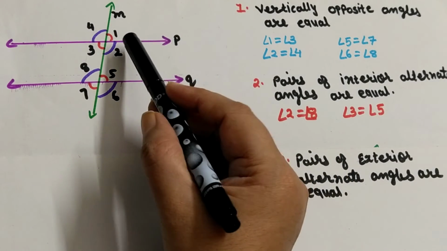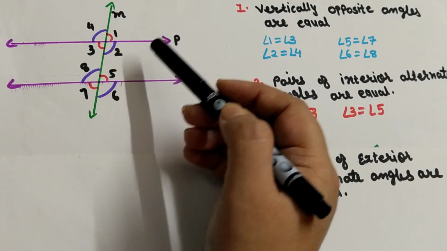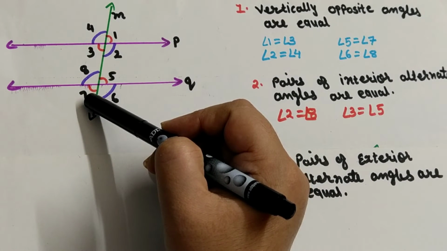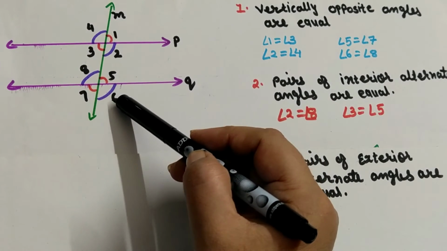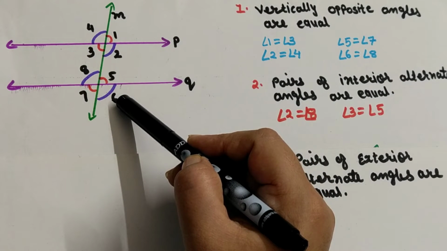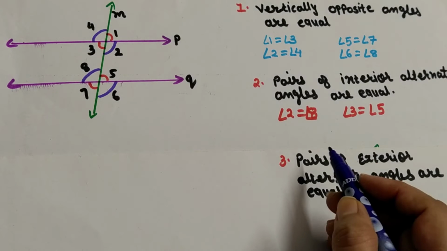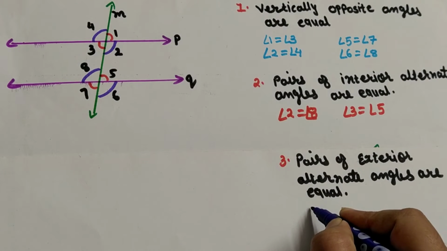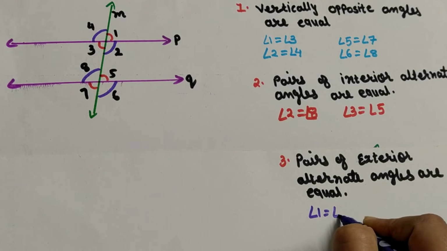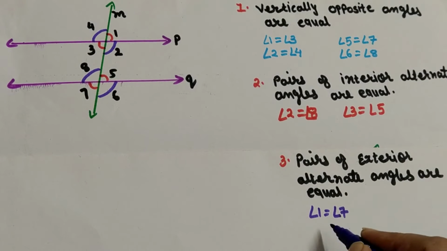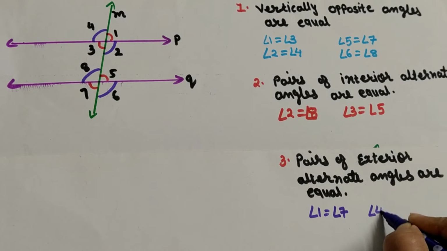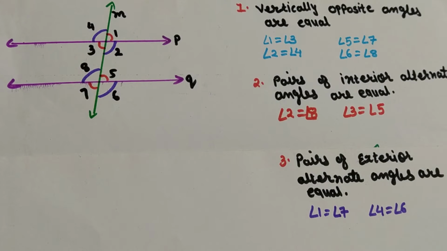So now, which are exterior alternate angles? We can say that angle 1 and angle 7 are exterior alternate angles, and angle 4 and angle 6 are exterior alternate angles. As angle 1 and angle 7 are exterior alternate angles, they are both equal. So angle 1 is equal to angle 7, and angle 4 and angle 6 are equal, as they are both exterior alternate angles.